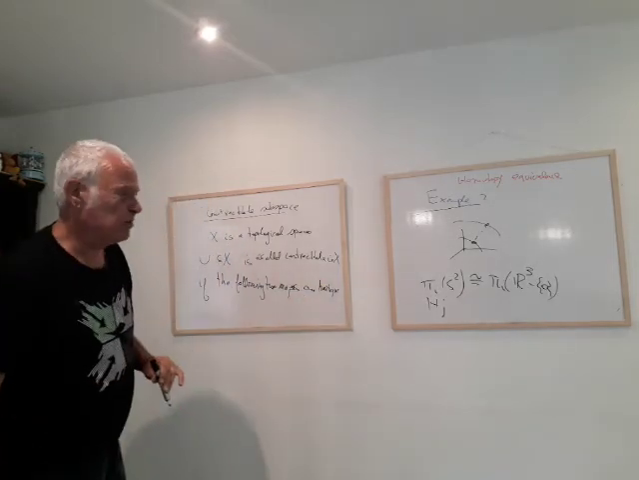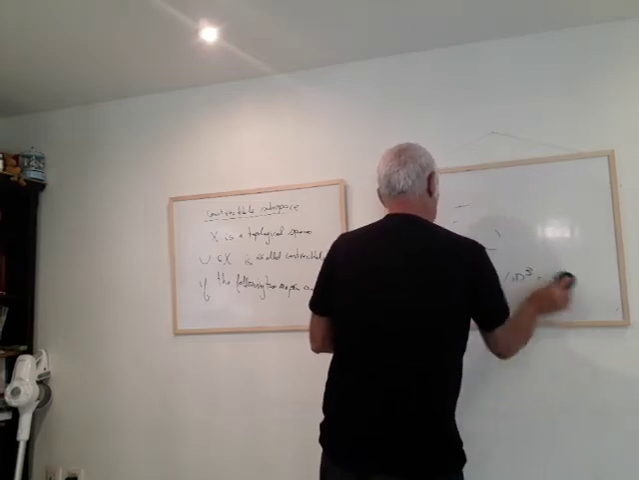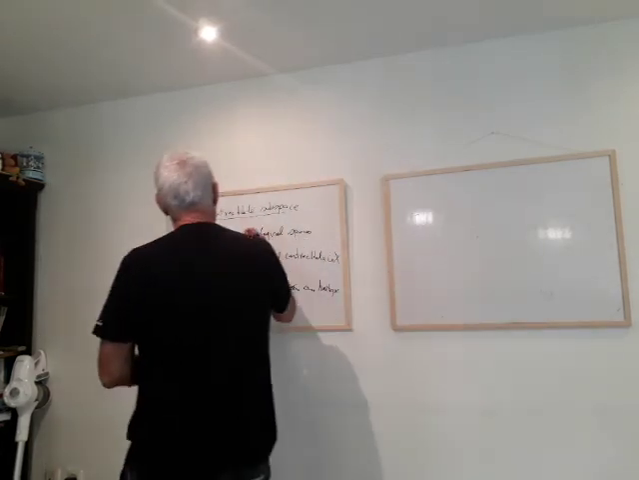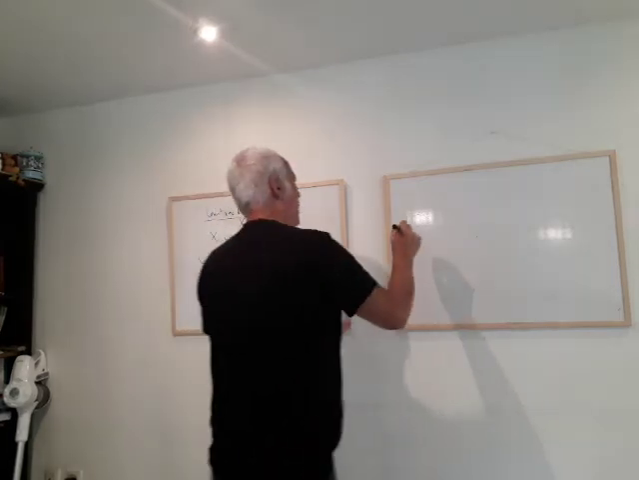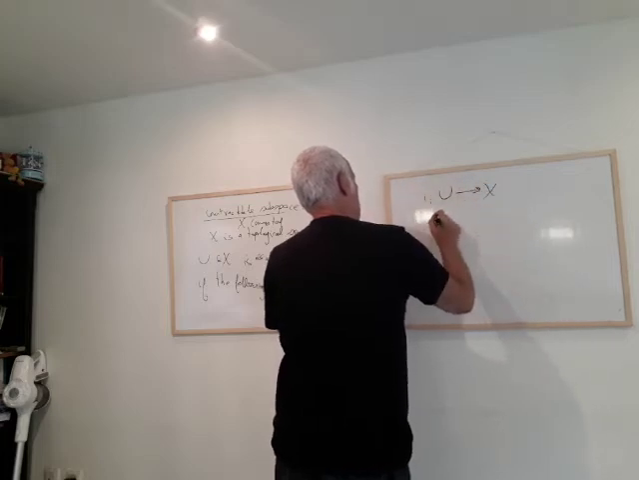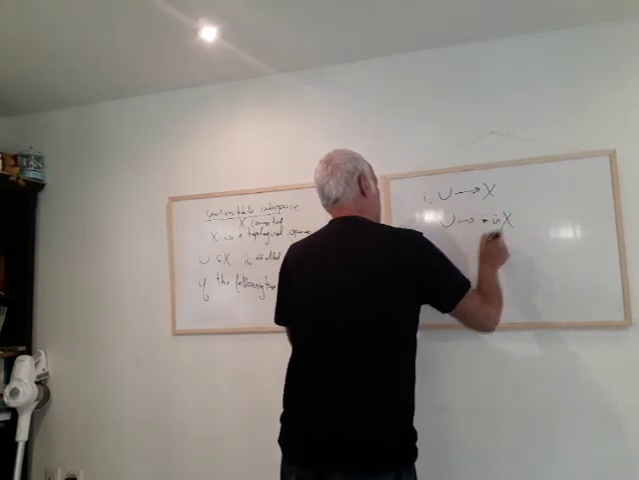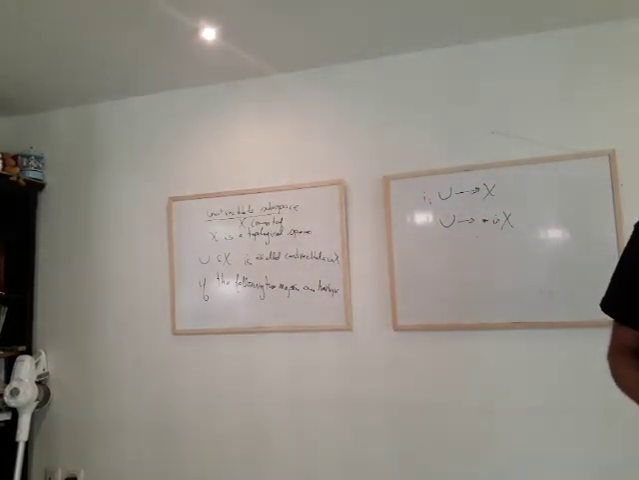So what are the two maps? Well, I assume everything is connected, X is connected. One of them is the inclusion of U into X, and the second one is the map sending U into a single point in X. If those two maps are homotopic, then we call U contractible in X. So shall we give an example?